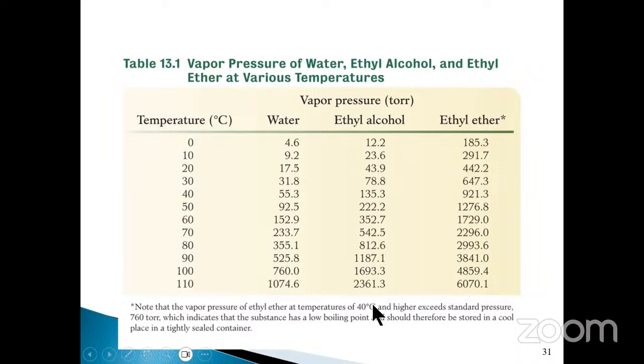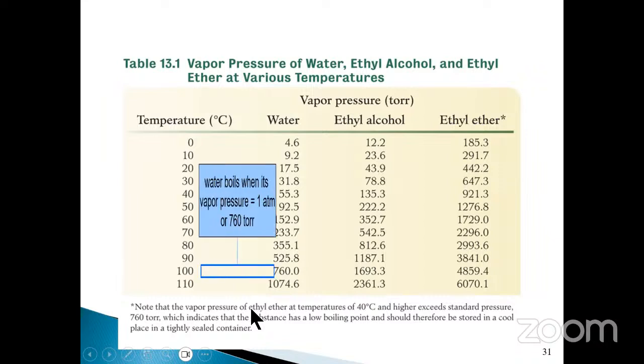So we can determine the boiling point of a liquid based on the external pressure by using this information that we saw earlier, right? Remember, what this shows you is the vapor pressure of different liquids at various temperatures.